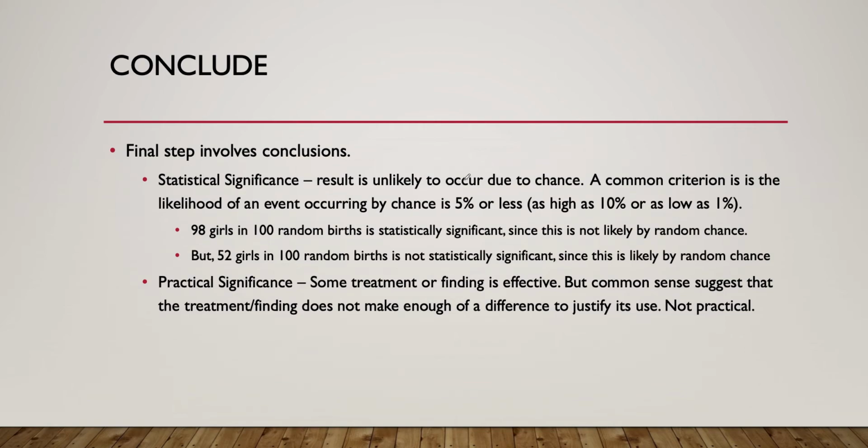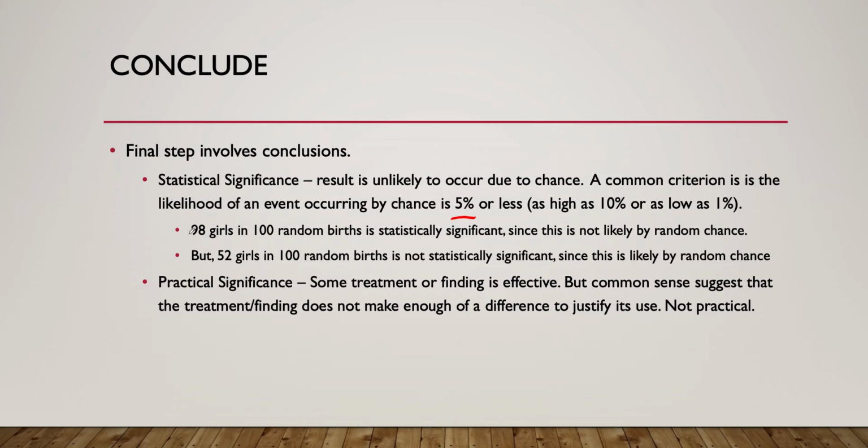Statistical significance is where the result is unlikely to occur due to chance. So a common criterion is to use a likelihood of the event occurring by chance of 5%. It can be, though, as high as 10% or as low as 1%. That depends on the particular study. But the most common one is indeed 5%.